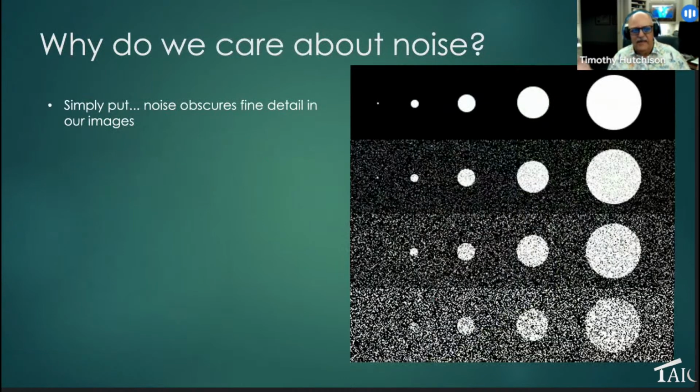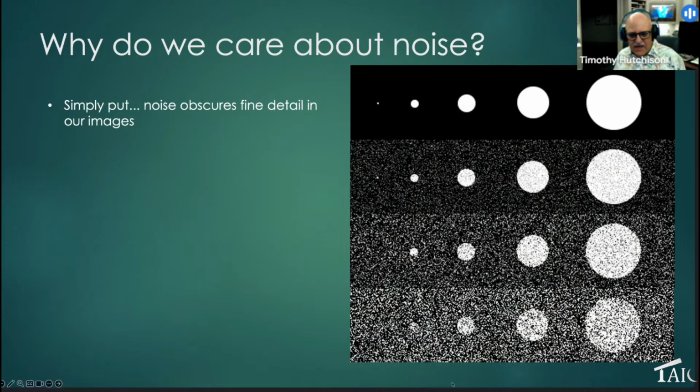Why do we care? Well, that's the first issue, right? Why do we care about noise? Simply put, noise obscures the fine detail in our images, right? Up at the top, what I have here are 1, 2, 3, 4, 5 little circles, and the smallest one is down here at the far left-hand side. I've just added noise to this image. You can see that as the noise increases, this small circle just goes away completely, right? And as the noise gets greater and greater, even this little larger circle and the roundness of this circle start to fade away. So this is why we care about noise.